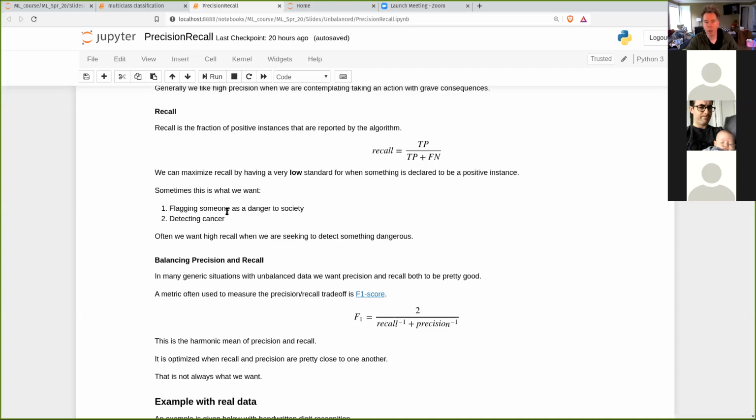The same thing applies with detecting cancer. In detecting cancer, you want to minimize false negatives. It's better to have a false positive than a false negative, so you want recall to be high in things like cancer detection. When you're trying to detect something dangerous, if there's a possibility that you miss something and it ends up killing you, then you want recall to be high.